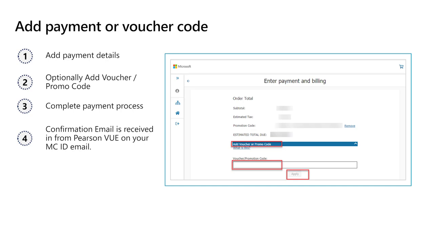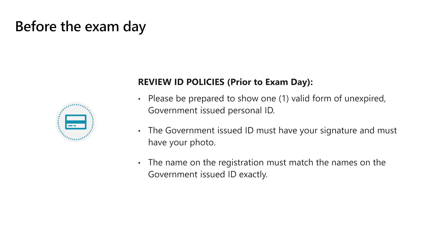Now, before the exam day, you want to make sure you review the ID policies, and you've got to bring along one valid form of unexpired government-issued personal ID. The government-issued ID must have your signature and must have your photo. The name on the registration must match the name on the government-issued ID exactly. Otherwise, they won't accept the ID.